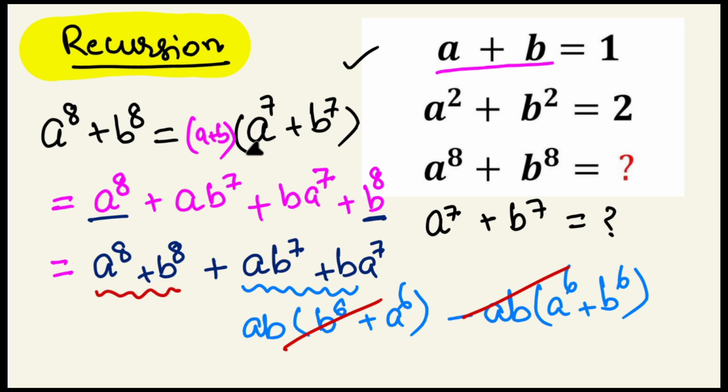So this recursive relation is not complete. Here you will have to subtract ab into a to the power 6 plus b to the power 6. So you subtract this term. Let's call this star. So let me write the final recursive relation here.